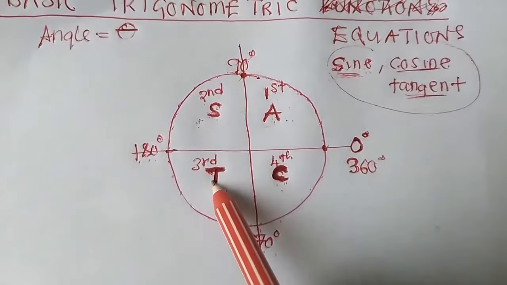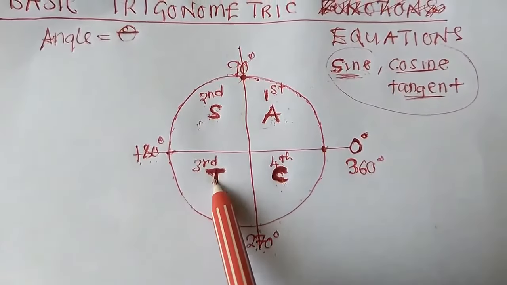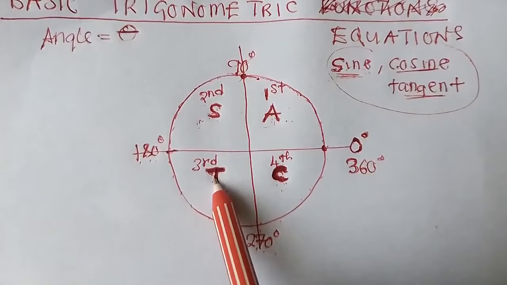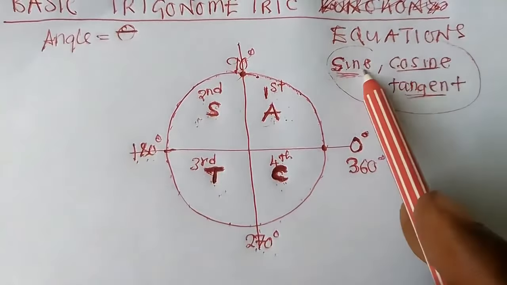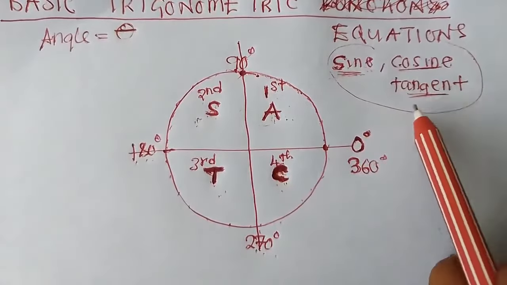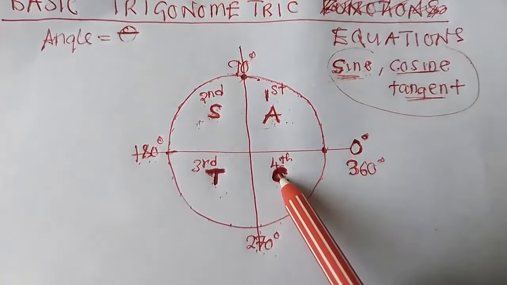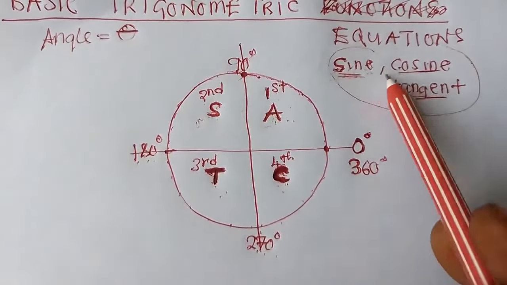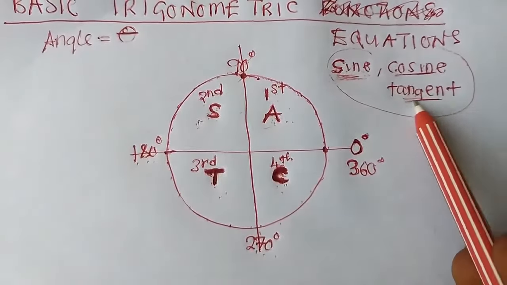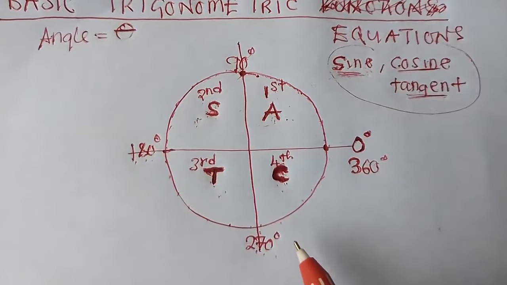We go to the third quadrant. In the third quadrant, only tan is positive, meaning these two are negative. We go to the fourth quadrant. Only cosine is positive. These two, the sine and the tangent, are negative. So this is what you need to know.